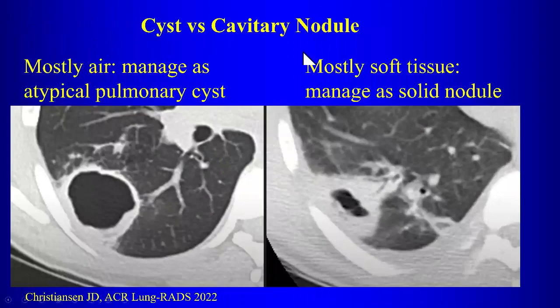Now, you need to differentiate between a cyst versus a cavitary nodule. If the lesion is mostly air, then we treat it as an atypical pulmonary cyst. On the other hand, if the lesion has air in it, but it is mostly soft tissue, then we manage this as a nodule. So here you would measure the nodular component of the lesion and manage this as a nodule with the size criteria for that.